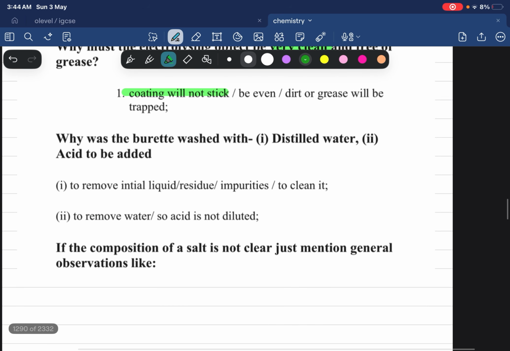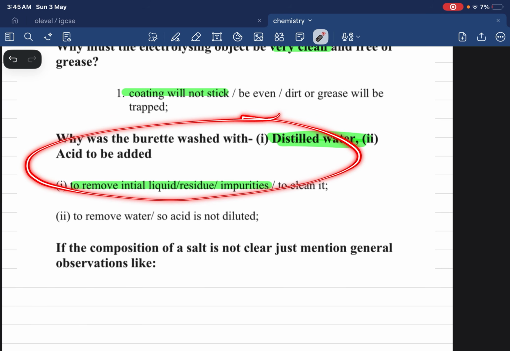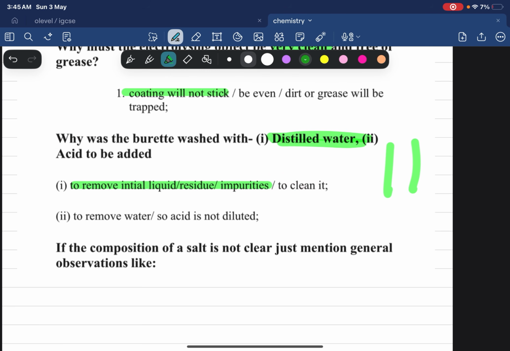Okay. Why was the burette washed with distilled water? That is very important. We always wash the burette with distilled water. Why? To remove the impurities. And then we wash the burette with the substance that is added in the burette. Why? So that the concentration of the substance does not change. Because look, if you just wash the burette with distilled water, there is going to be some water particles left.